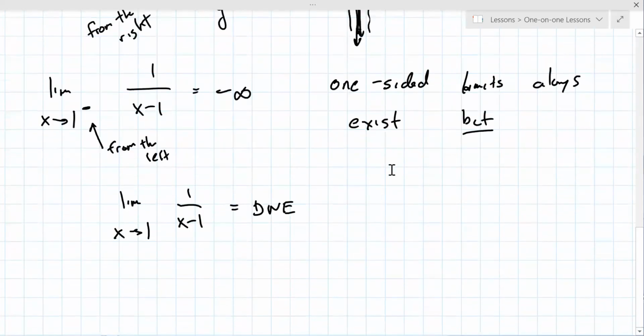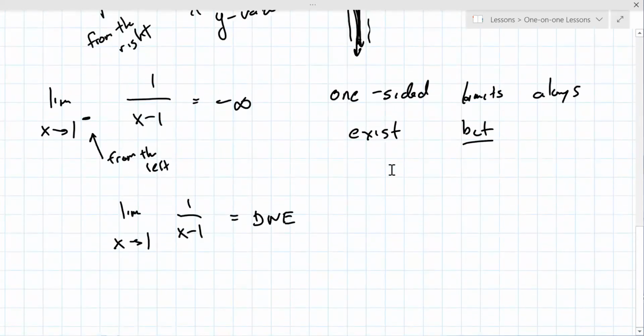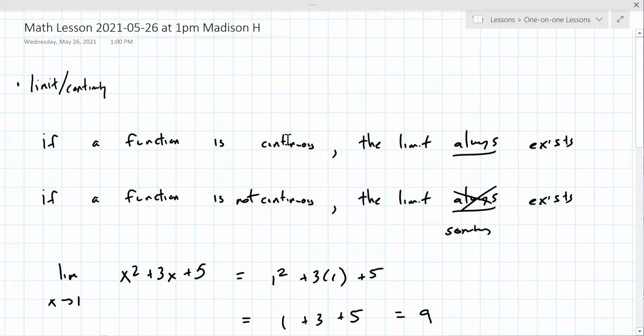So that's the simplest way we can go through a little bit of this without getting too mathy or complicated. But to answer your question originally, if it's continuous, the limit always exists. If it's not continuous, sometimes it exists, depending on the situation and the value. Okay.